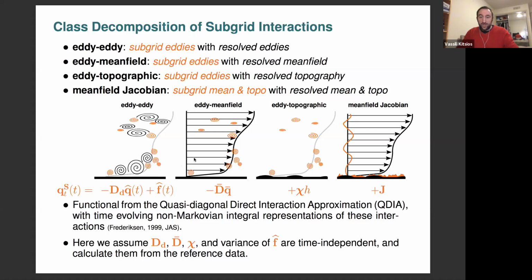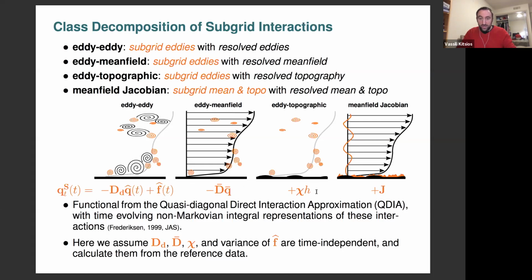The next three interactions all sum together to give you the time invariant contribution to our subgrid tendency. The eddy mean field component are the interactions between the subgrid eddies and the resolved mean field. And this component is proportional to the resolved mean field itself. We have eddy topographic interactions. These are interactions between our subgrid eddies and our resolved large scale topography. You might notice it's kind of undulating large scale topographic features. And these interactions are parameterized proportional to the topography itself. And finally, our mean field Jacobian, which are the interactions between the subgrid mean field, subgrid topography, you notice this kind of high frequency topography, our resolved mean field, and our resolved topography.